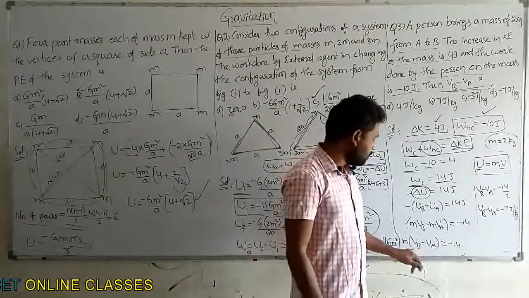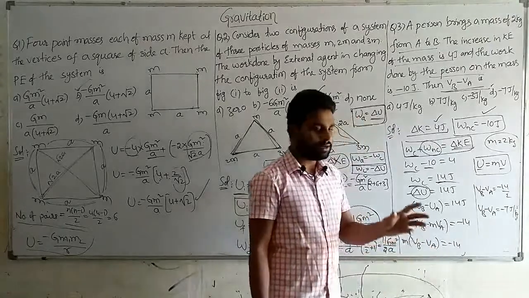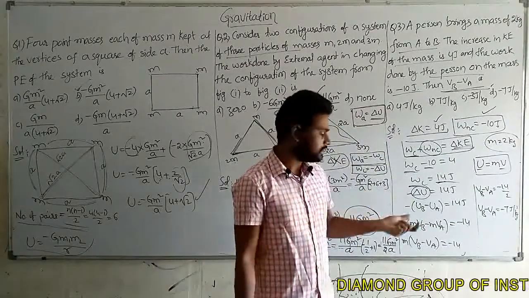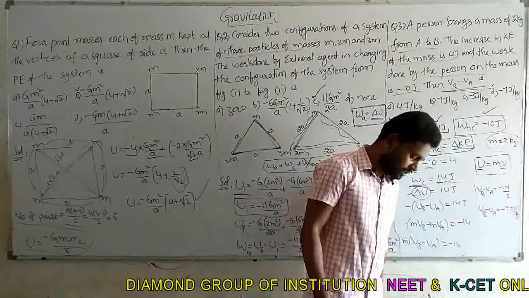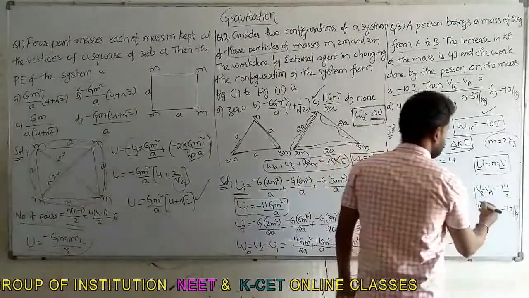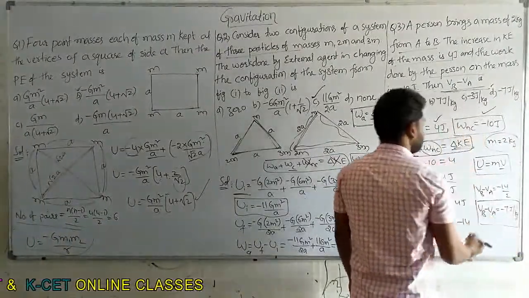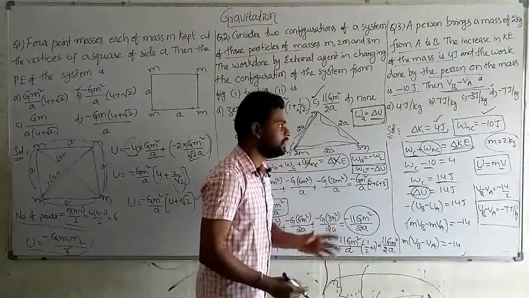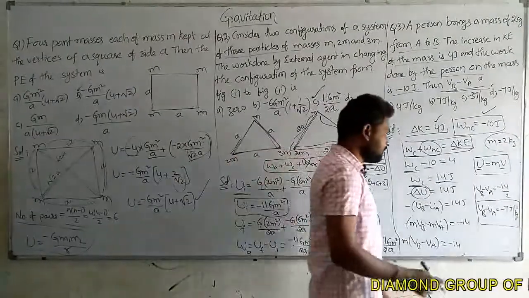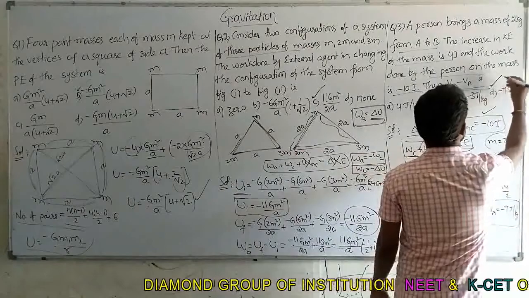So now I want VB minus VA, the potential difference between B and A. So VB minus VA equals minus 14 by 2. So we will get minus 7 joule per kg. So the potential difference between B and A is minus 7 joule per kg. D option is the right answer.